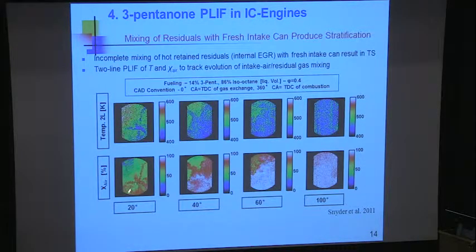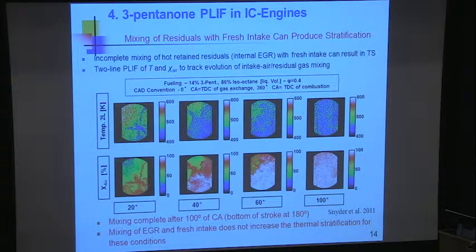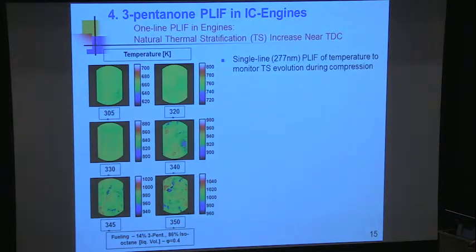So you can see that at this 20-degree crank angle, it's pretty non-uniform. The air coming in here. But by the time you get to, say, 100 degrees, it's uniform. He was measuring temperature down to 5 to 7 or 8 degrees with this technique. Mixing was complete after 100 crank angle. They were really interested in using EGR to control the stratification.